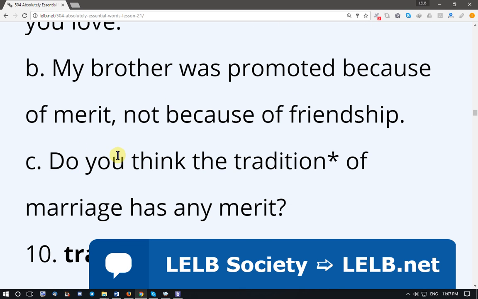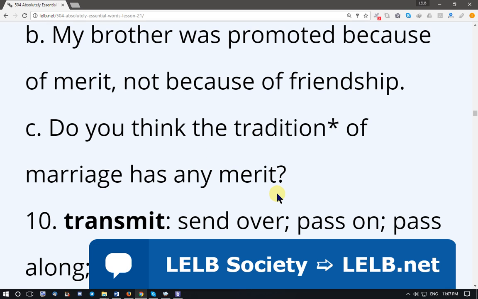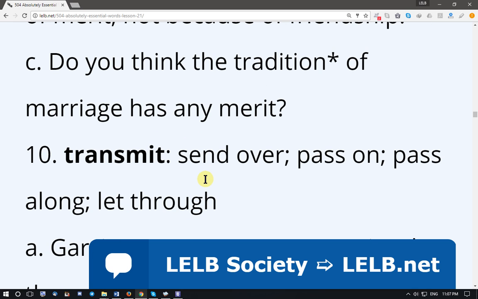Do you think the tradition of marriage has any merit? Oh, this is so pessimistic about the concept of marriage. Do you think the tradition or convention or custom of marriage has any merit? Oh, I don't know what to say about that.